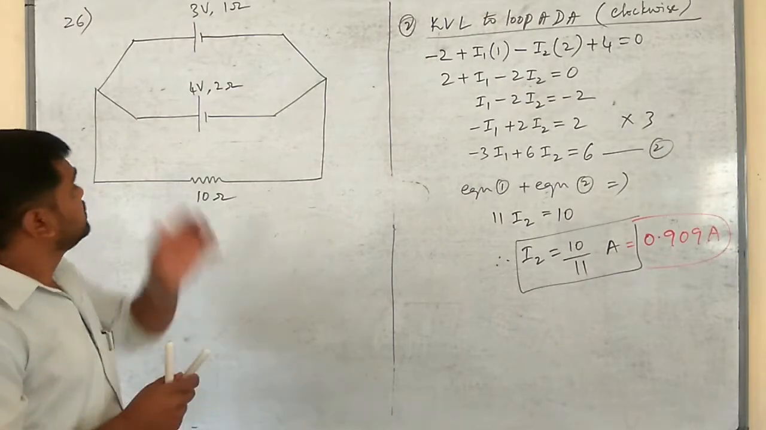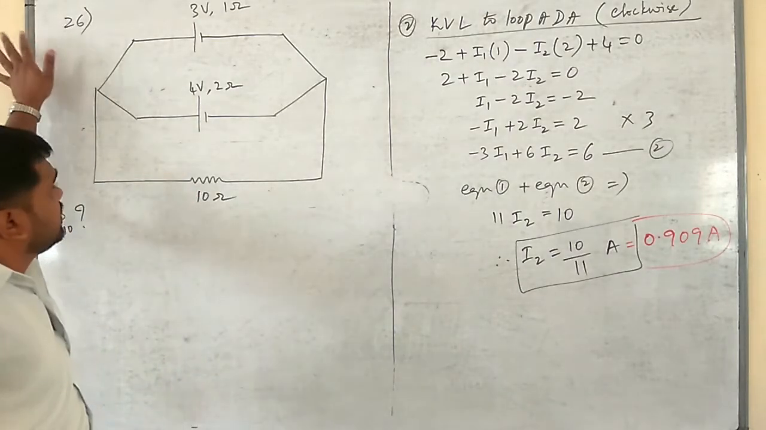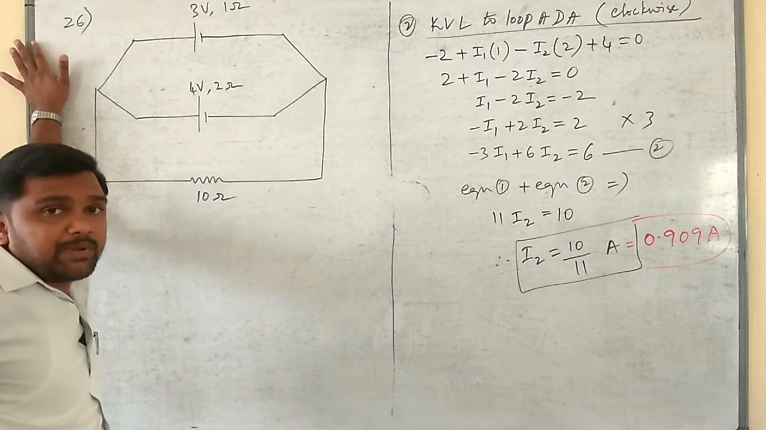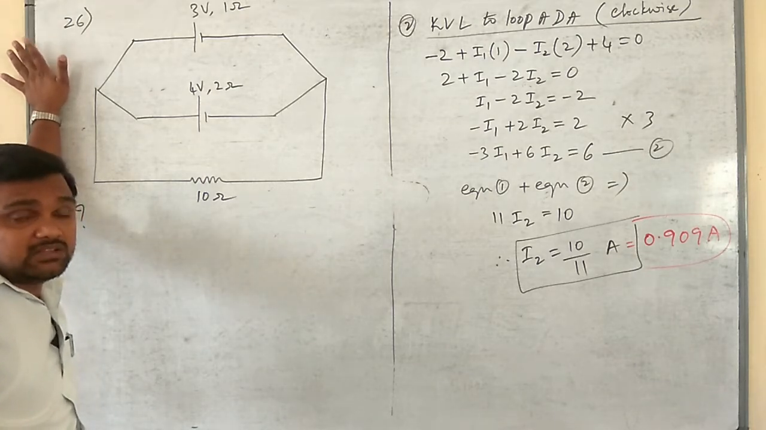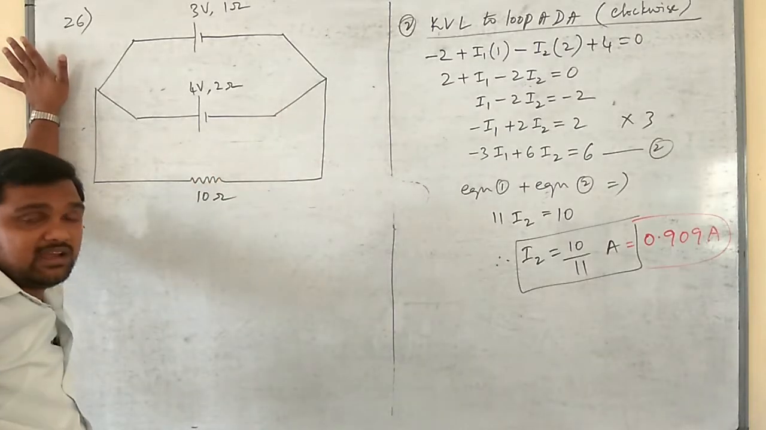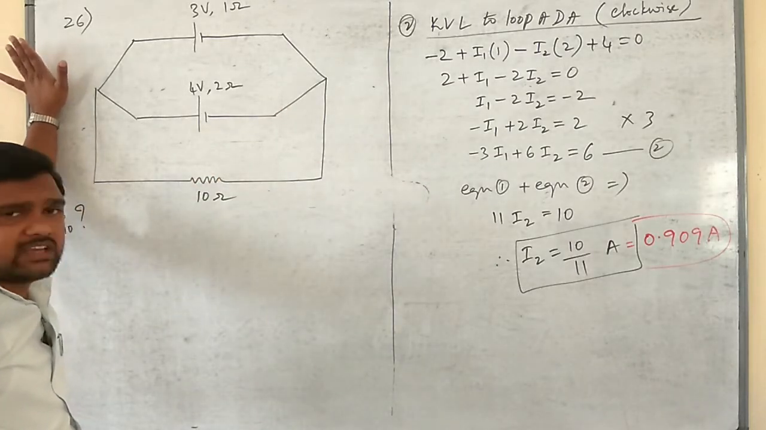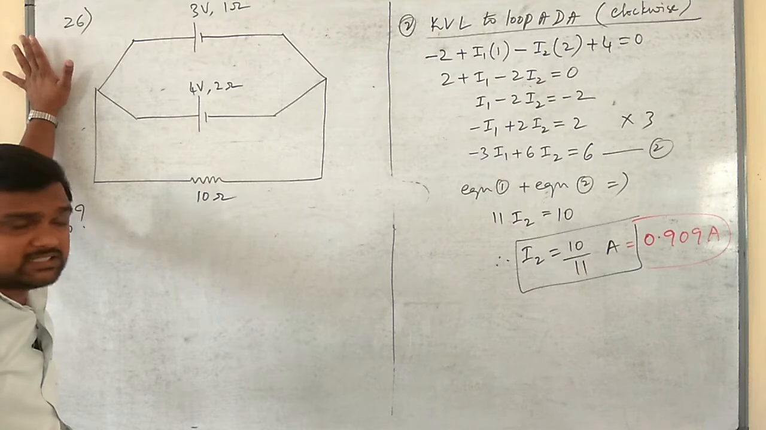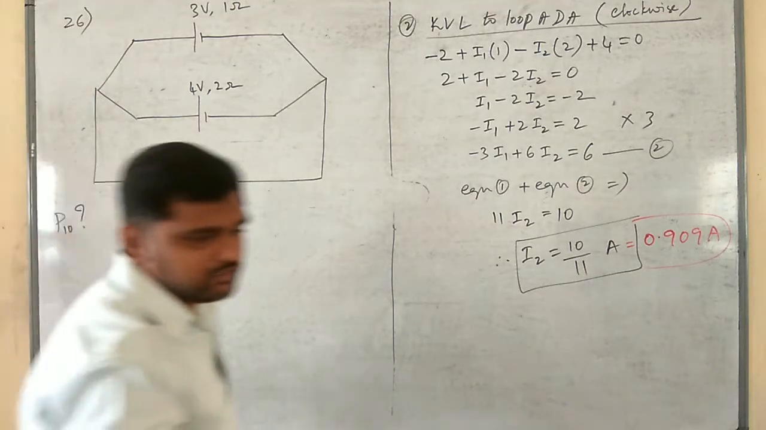Okay, so we can solve this numerical problem in two ways. The one conventional or traditional method is by applying the KVL. Another one, directly we can solve within 2 to 3 minutes. Okay, that I will teach you now.